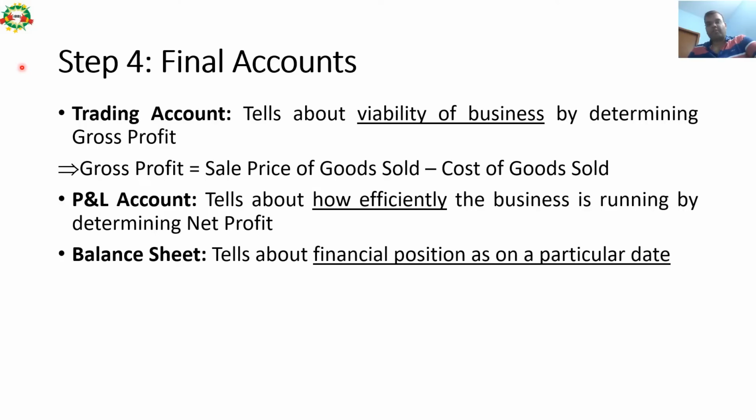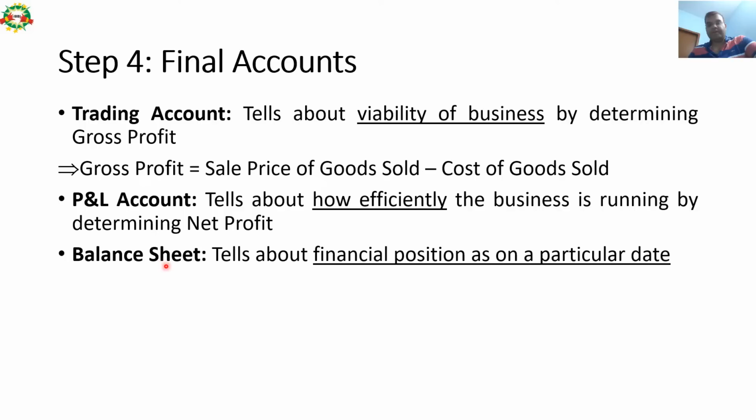So trading account tells about viability of the business by determining gross profit. Gross profit is nothing but sales price of the goods sold minus cost of goods sold. And then from trading account we arrive at P&L. This P&L account tells about how efficiently the business is running by determining net profit. So please remember that trading account tells about viability of business, P&L tells about efficiency of the business, trading account tells about gross profit, P&L account tells about net profit.